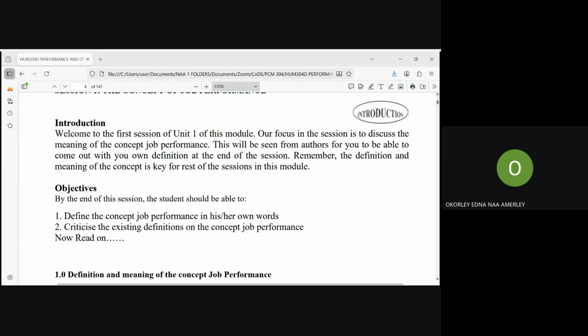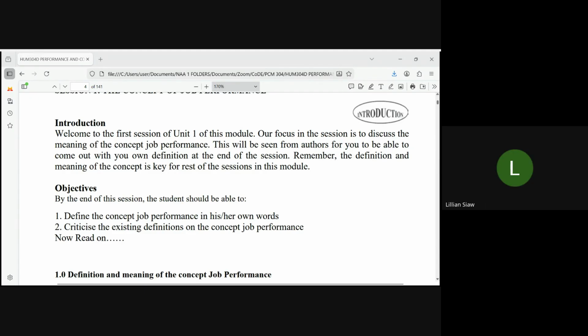So now we have seen what a job is. We are looking at the concept of job performance. So now let me ask you, when we say performance, what do we mean? What do we mean when we say performance?